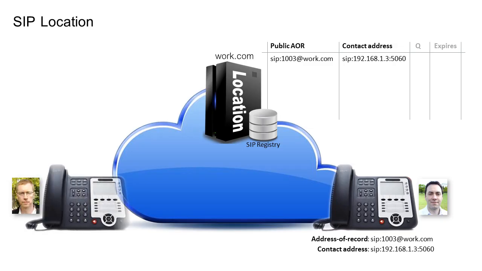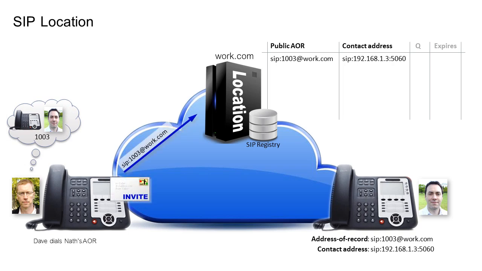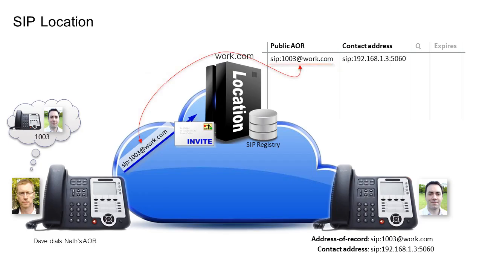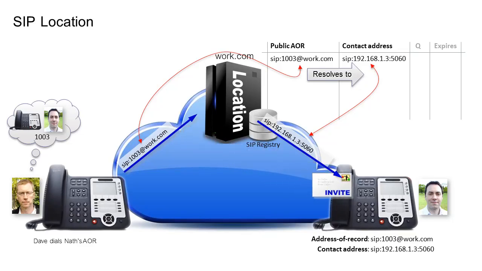Now, if Dave wants to call Nathan but doesn't know his location, he simply dials Nathan's published address of record, sending the invite over to the location service. So long as the dialed domain matches the server's controlled domain, the location service kicks in and queries the repository, looking for a matching address of record. If one exists, the location server resolves the address of record to the registered contact address, taking that contact address and overwriting the invite's request URI before proxying the invite on downstream, routing it to Nathan's registered contact address.